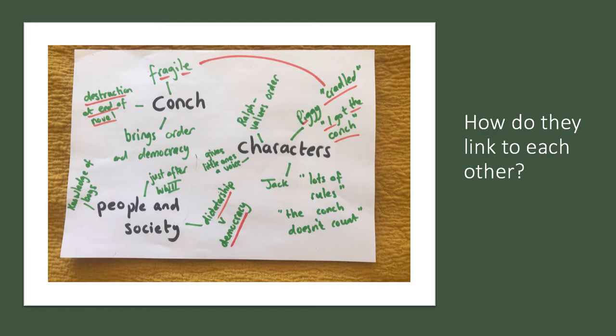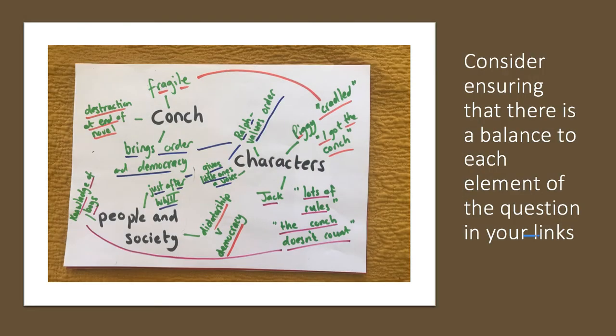Once you've got your checklist, I always tend to use colours or lines to link. So here you can see I've decided that the fragility of the conch links to its destruction, and also that Piggy is someone who cradles it and recognises its importance and fragility. And then thinking about the people in society and what Golding says about those through the novel, I think the fragility of the conch and the order that it brings could be linked to the idea of dictatorship versus democracy. So I've gone through and used different colours to think how I could link all of these ideas together.